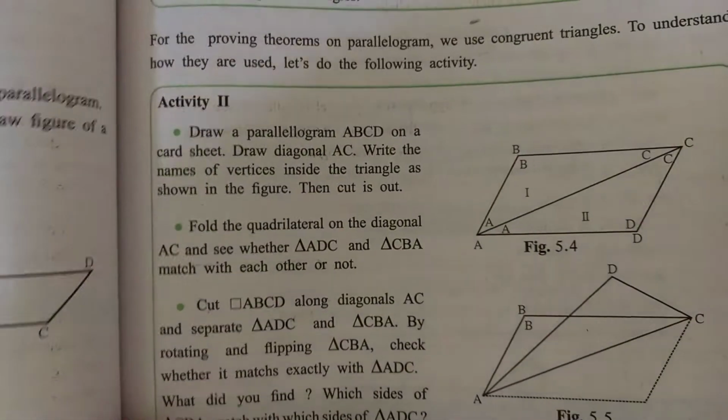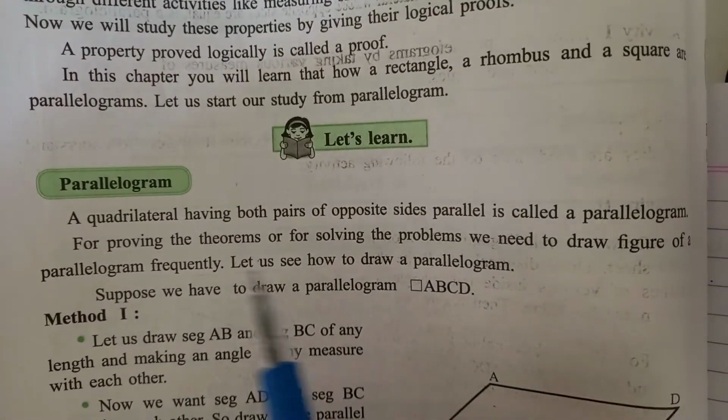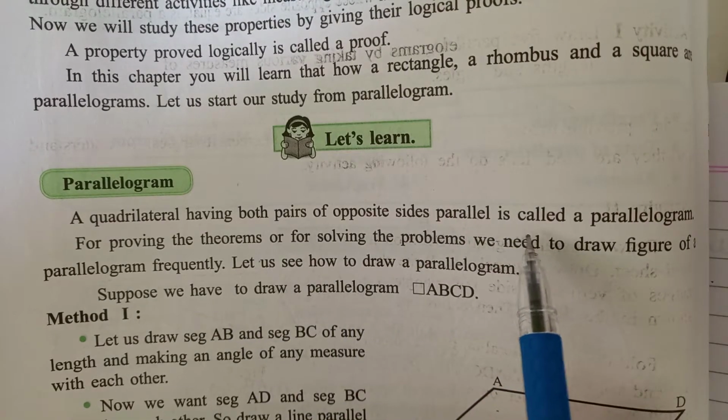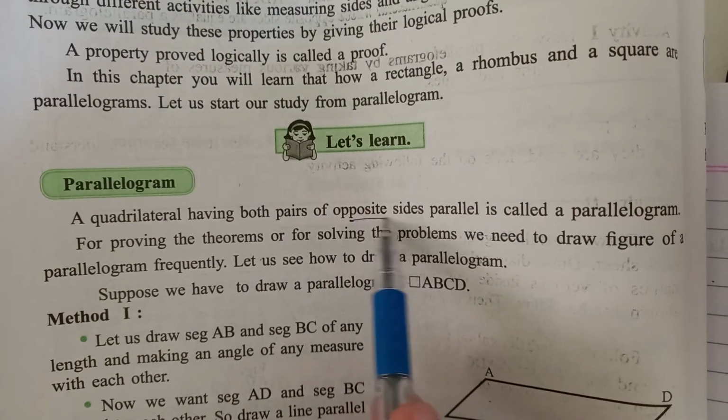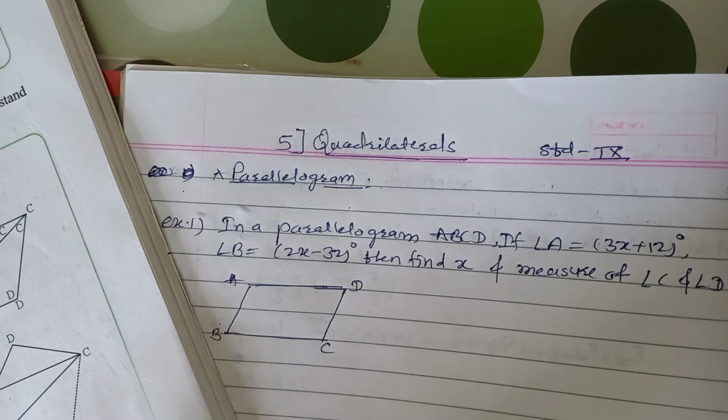Okay. Then the next part is parallelogram. Now we know, parallelogram means what? It is a quadrilateral having both pairs of opposite sides parallel. That is the definition. If both pairs of opposite sides are parallel, then that is a parallelogram. Very simple definition on this one.